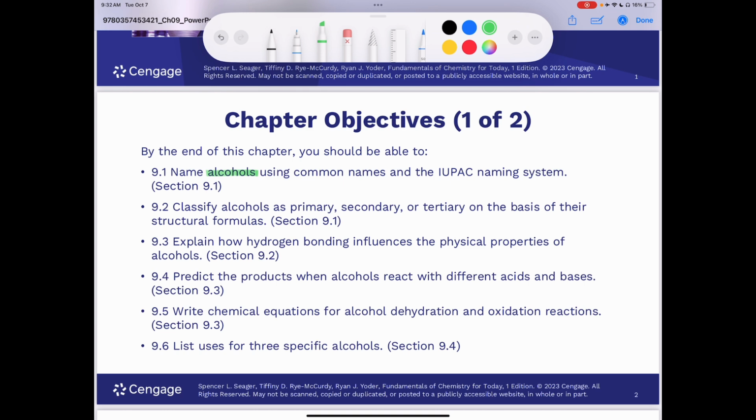You should be able to classify an alcohol as primary, secondary, or tertiary on the basis of their structural formulas. You should be able to talk about hydrogen bonding a little bit and how that influences physical properties of alcohols. Predict the products when alcohols react with different acids and bases. Write chemical equations for alcohol dehydration reactions and oxidation reactions. List some uses for alcohols besides consuming them.